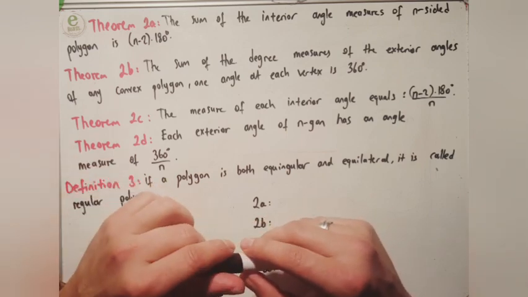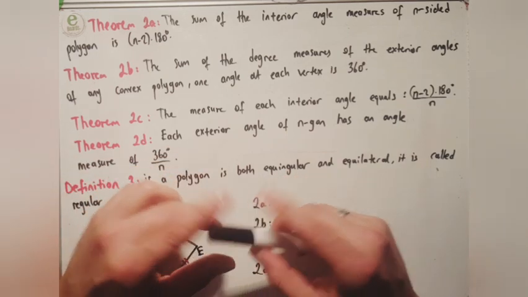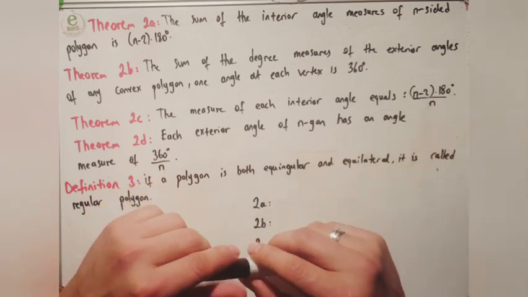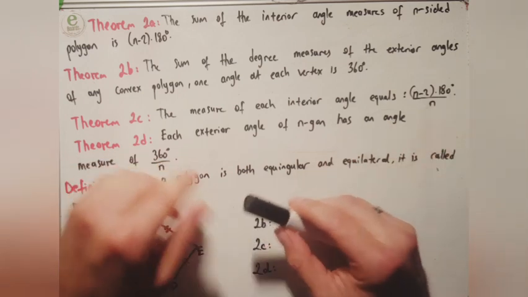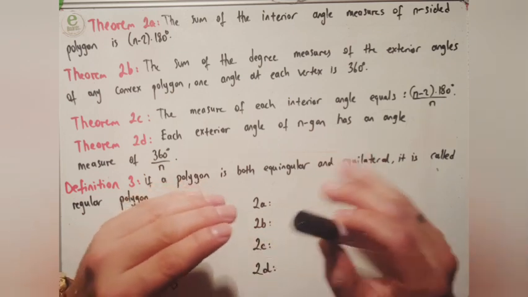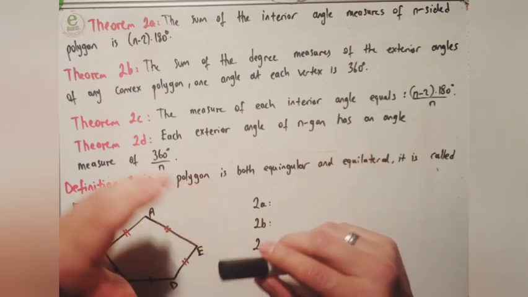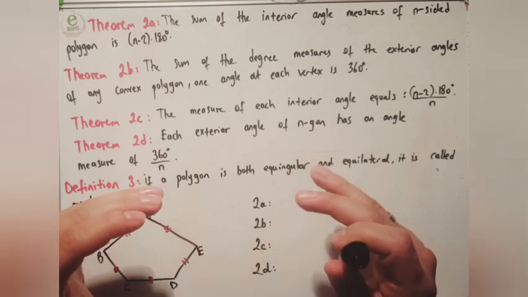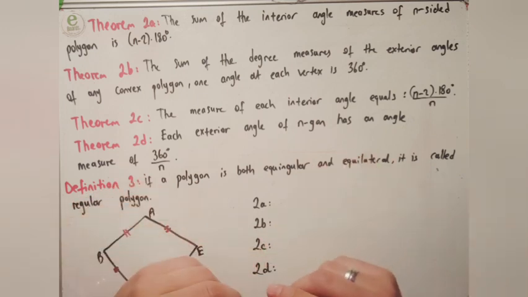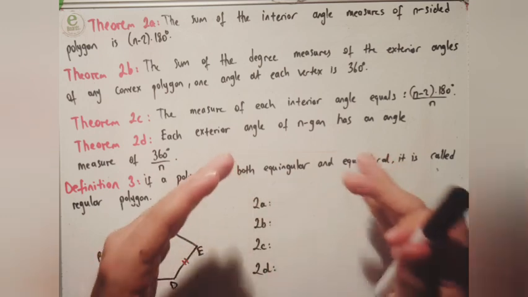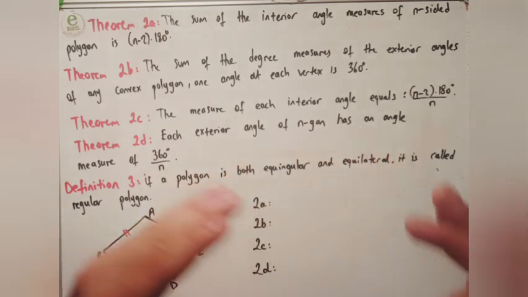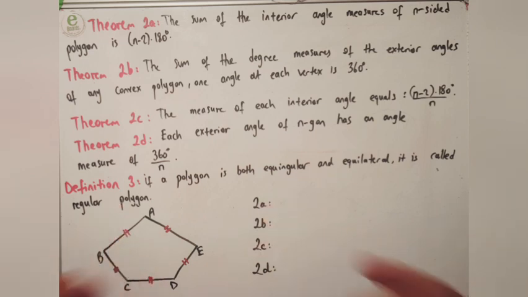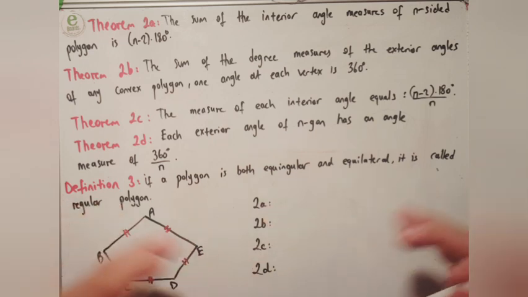For theorem 2c, the measure of each interior angle equals (n minus 2) times 180 degrees over n. The last theorem says each exterior angle of an n-gon has an angle measure of 360 degrees over n. For definition 3, if a polygon is both equiangular and equilateral, equiangular means that interior angle measures are equal, equilateral means all sides are equal, we may call these polygons regular polygons.